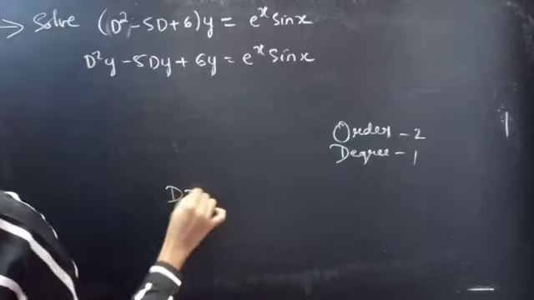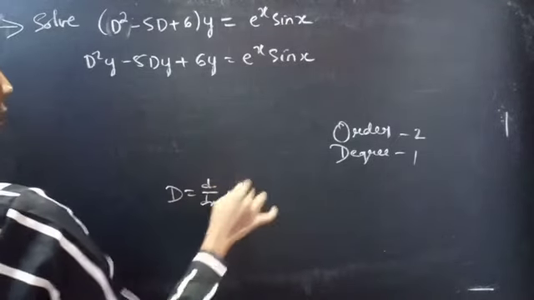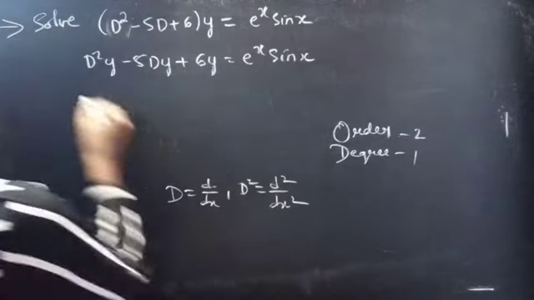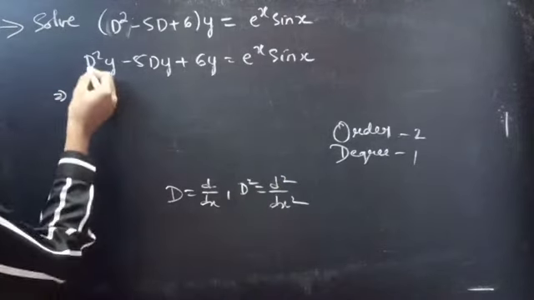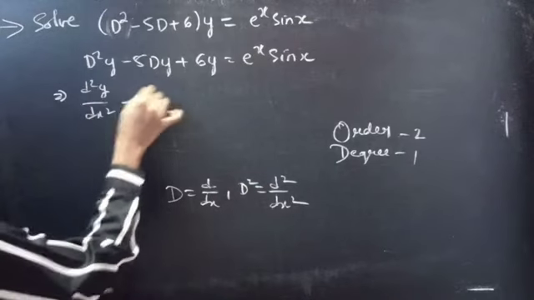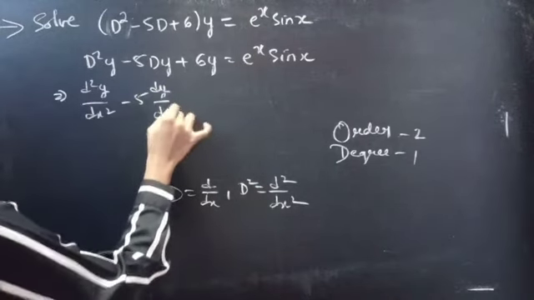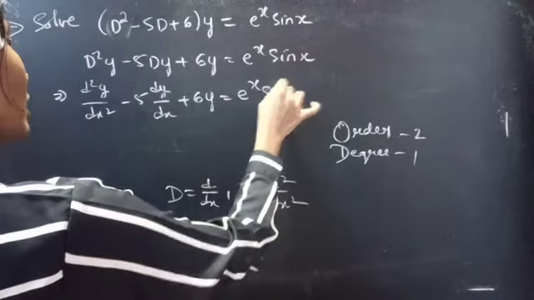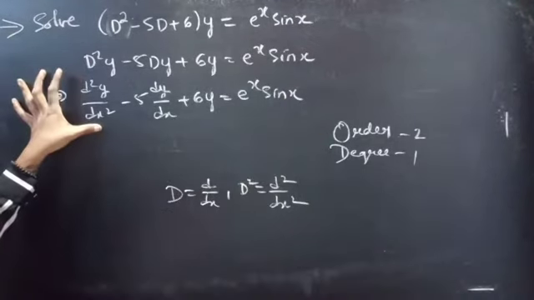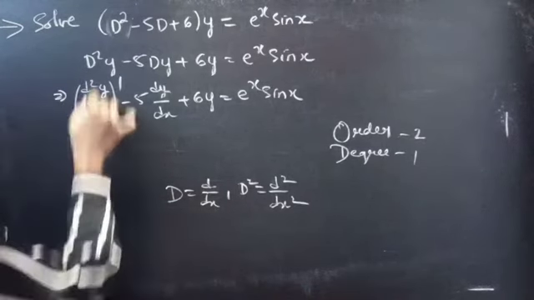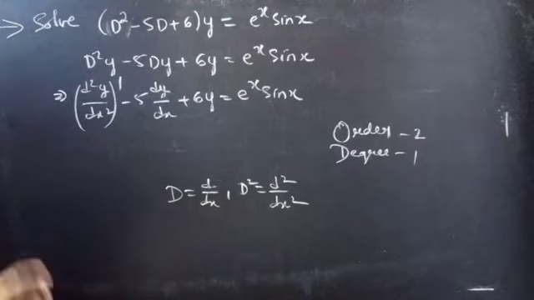We know that D is a differential operator. Then D² will be d²/dx². Right. Now, we can write D²y as d²y/dx² - 5 dy/dx + 6y = e^x sin x. Here d²y/dx² is the highest derivative, so the order will be 2. And the highest power of the highest derivative is the degree. Degree is 1.